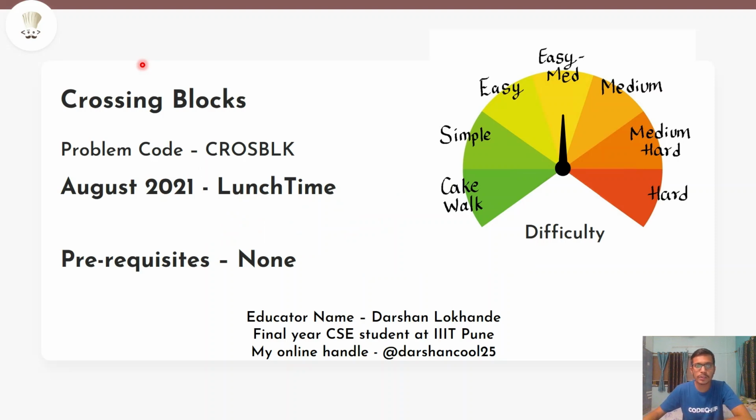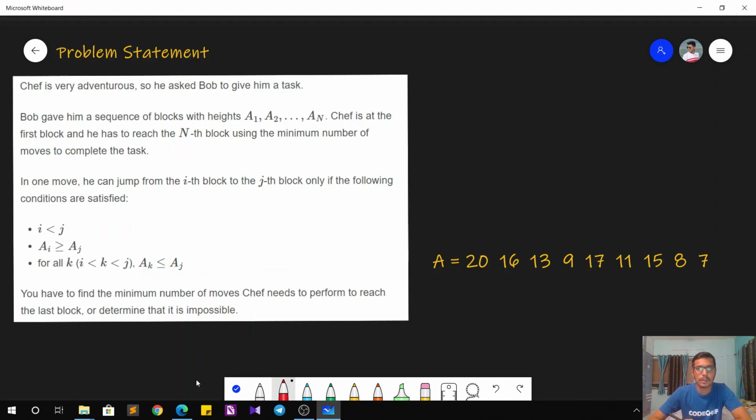The problem that we are going to discuss today is Crossing Blocks. The problem appeared in August 21 Lunchtime and has a difficulty level of easy-medium. There are no prerequisites to solve this problem. The problem statement goes as follows.